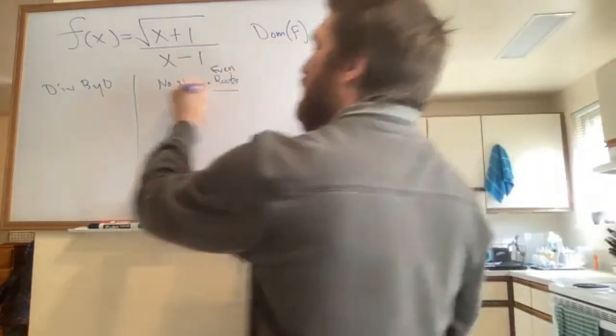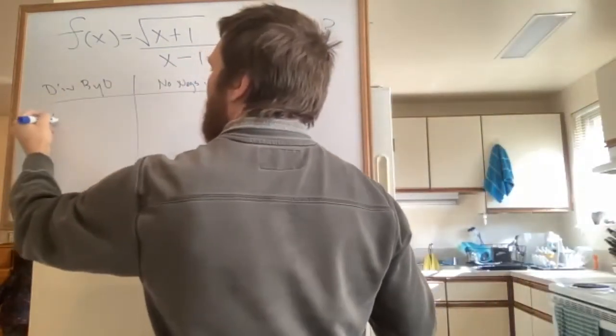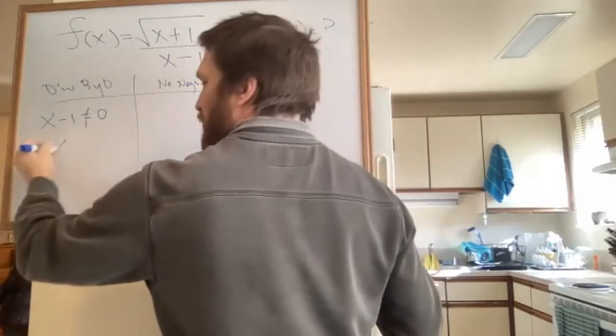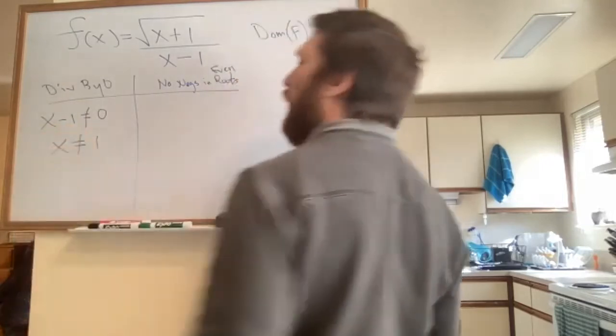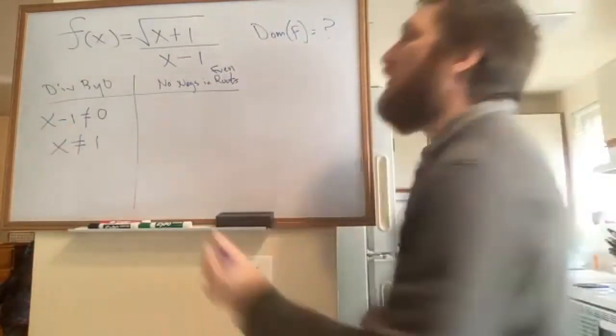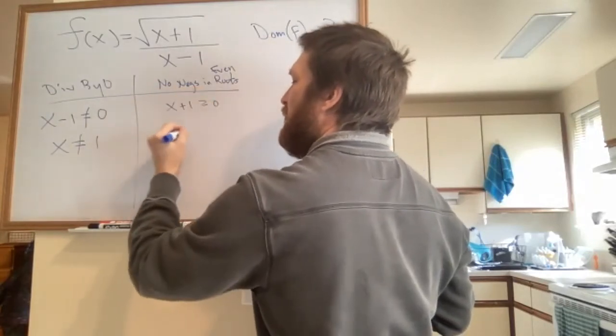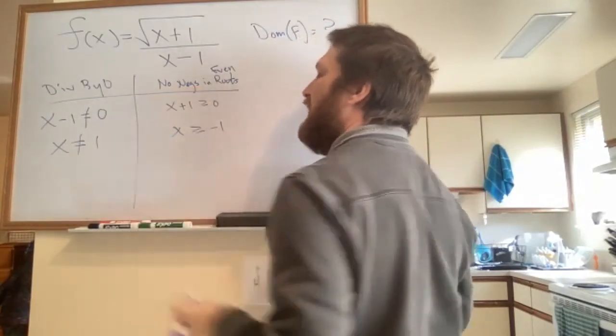So for the division by 0, it has to be the case that x minus 1 is not equal to 0, which, like you just said, means x cannot equal 1. This one we've already done. We said that whatever goes into the root has to be bigger than or equal to 0. So that means x has to be bigger than that.